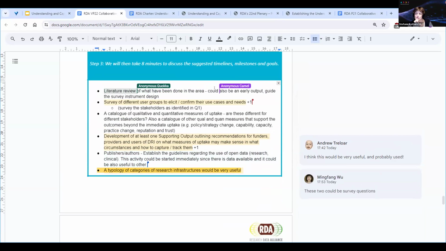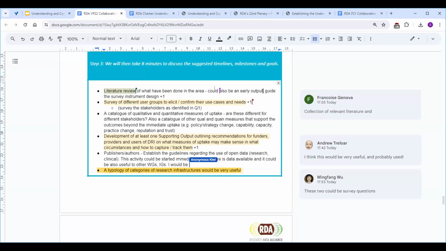So a literature review, that could be a very first task, or one of the very first tasks, and it could be an early output, even if it's not fully written up. It could be something that might be of use, even if it's just a bibliography or something like that. But it also would guide the survey instrument design. Yes, that's correct.